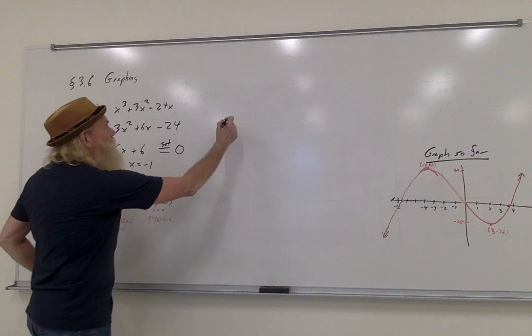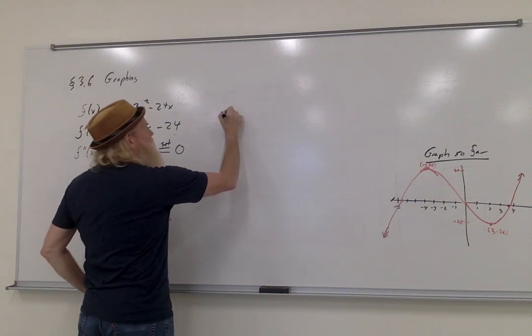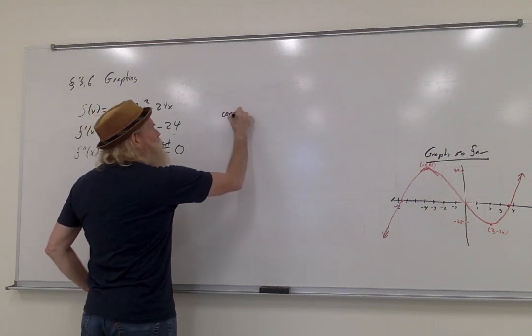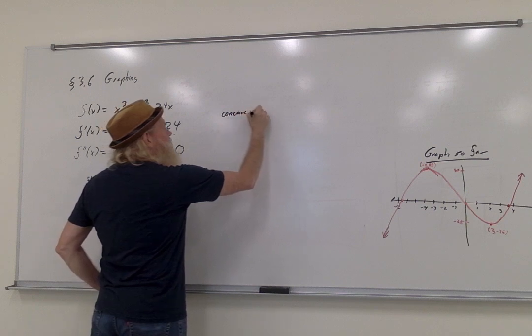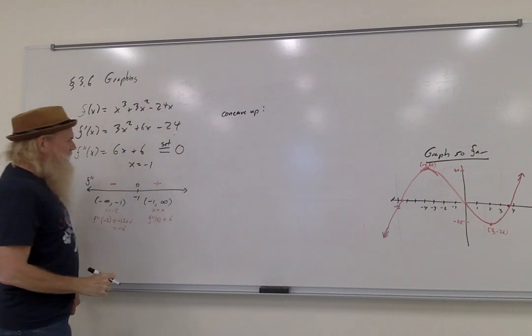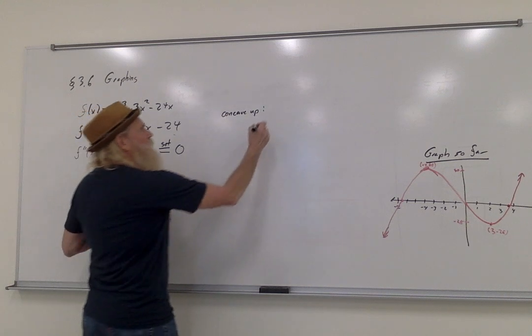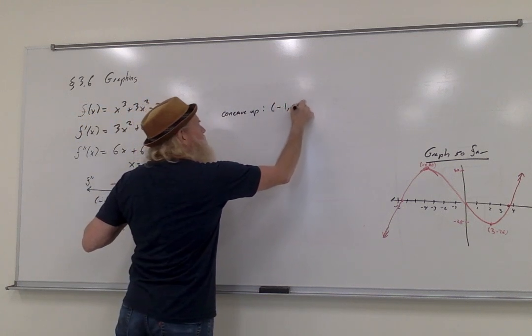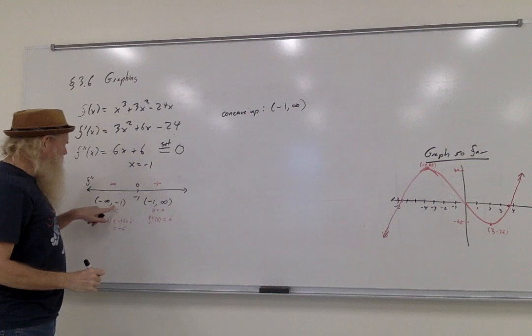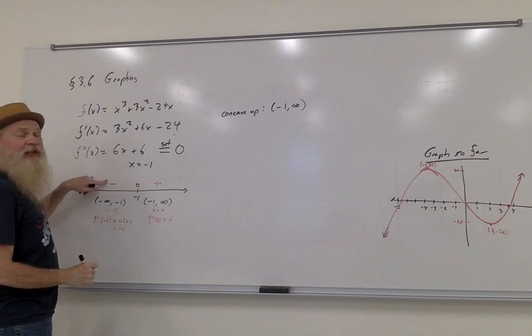So let's see what that tells us. The graph is going to be concave up any place where the second derivative is positive, and the second derivative is positive on the interval from -1 to infinity, and concave down any place the second derivative is negative.